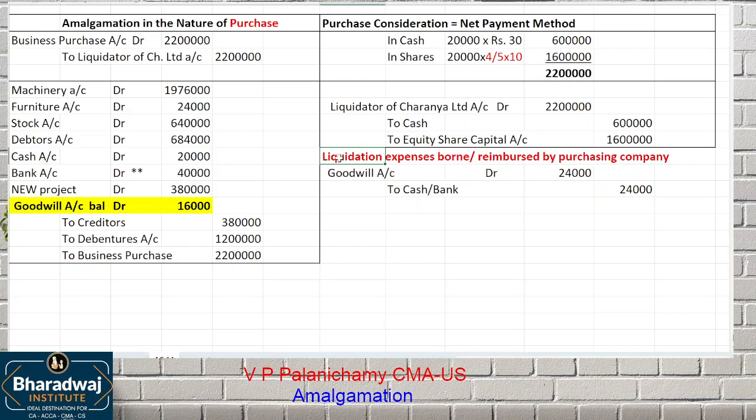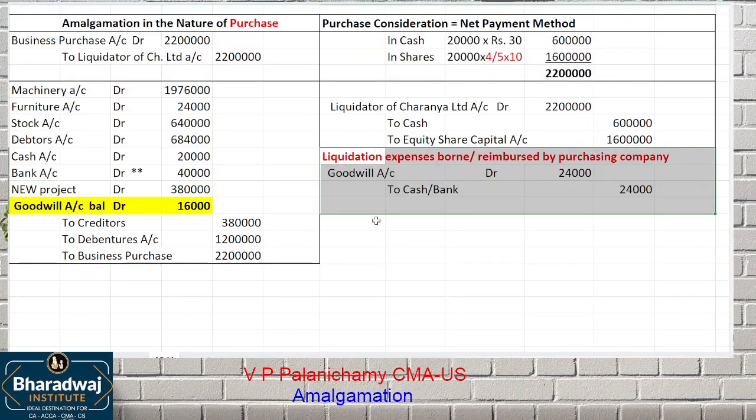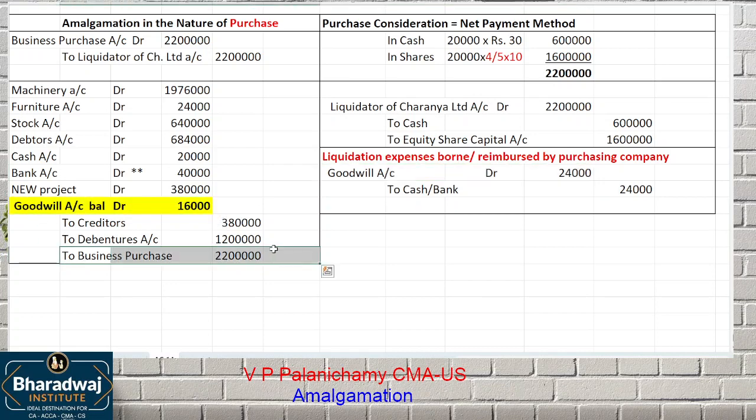Please note, liquidation expenses reimbursed by purchasing company. Goodwill account debited to which account? Cash or bank account. Suppose in the entry like capital reserve, you would have adjusted here with capital reserve. Suppose instead of goodwill, here capital reserve some 50,000, 40,000 came, you will adjust with which account? Capital reserve.